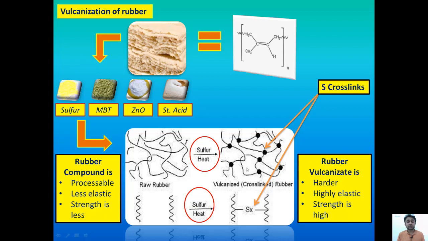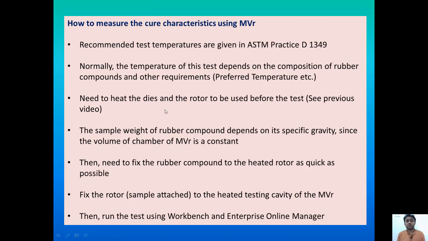So we are going to measure how this happens. What is the rate of this reaction, how fast is it making cross links? We are going to measure it using the Mooney viscometer. Those are called cure characteristics or vulcanization properties, so both are the same. So we use the Mooney viscometer. I use MVR to denote the Mooney viscometer.